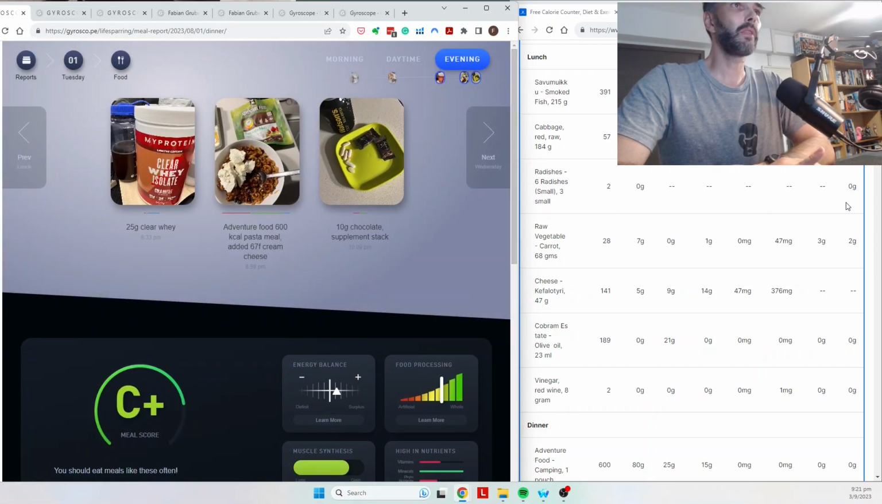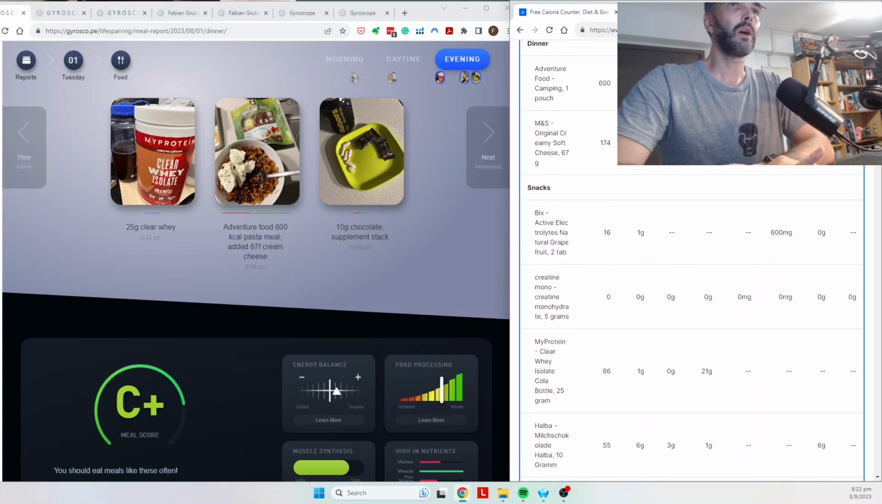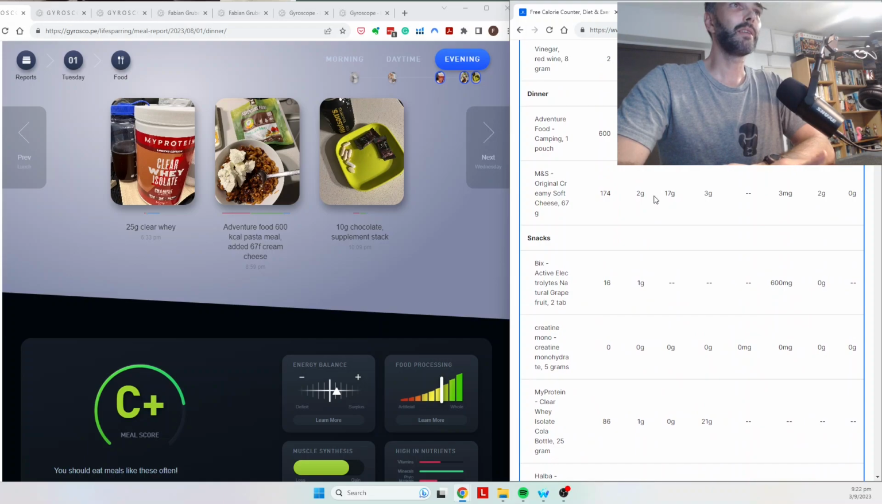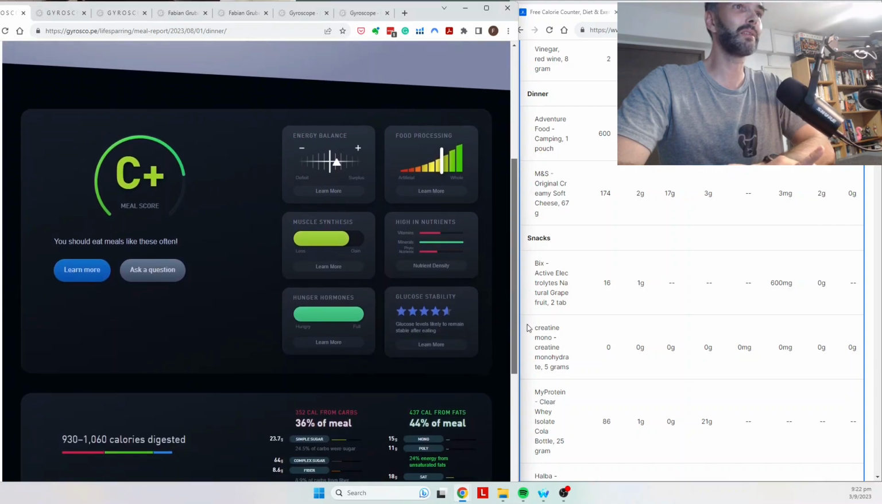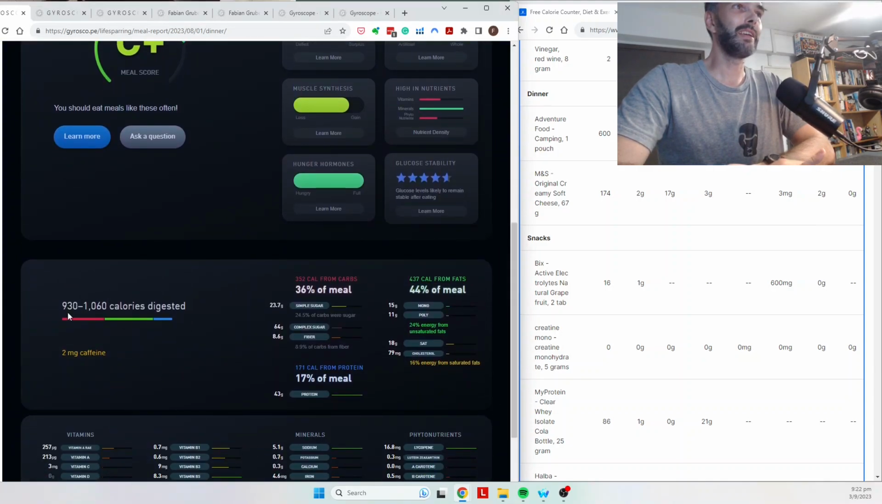So then dinner on that day. This was a snack here, just my normal protein clear whey. I have this at least once per day. Then I had actually a hiking meal. I already provided the data: 600 calorie pasta, added 67 gram of cream cheese, 10 gram of chocolate, together with my supplements later. So how do we do here? Technically, the calories should not be too far off since we know it's 600 calorie pasta, but we're ending here with 930 to 1000 calories.